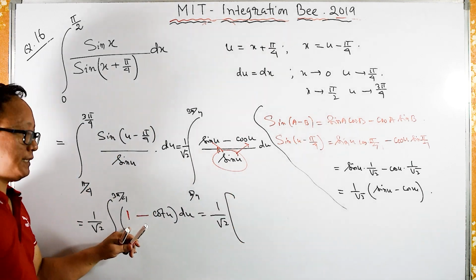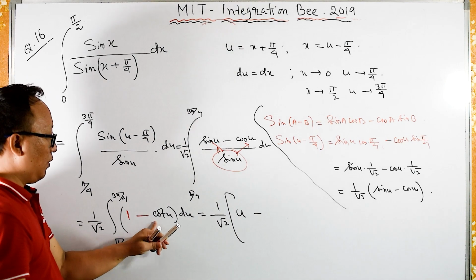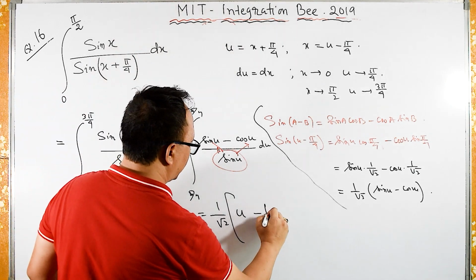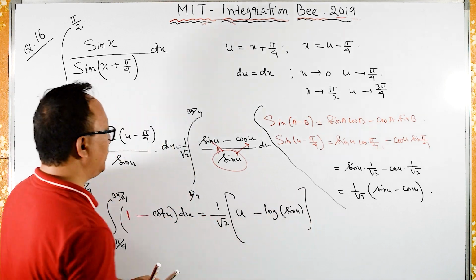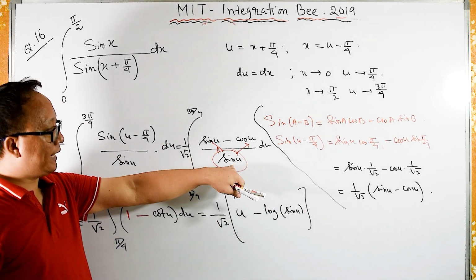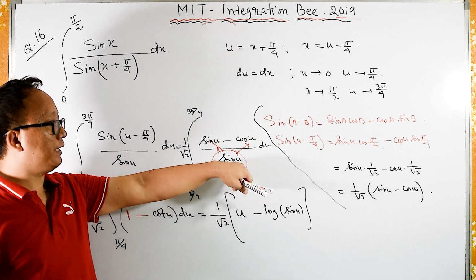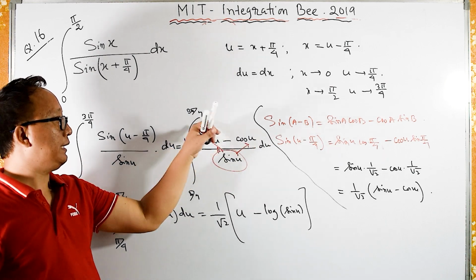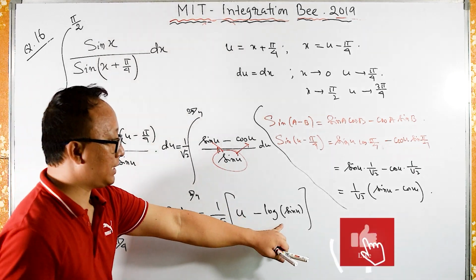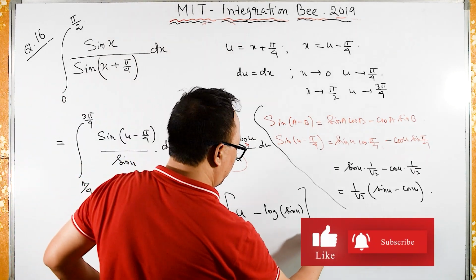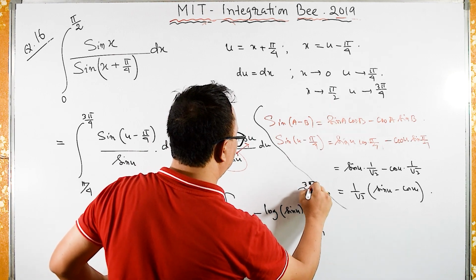Let's integrate this. The integral of 1 is only u. Now what is the integral of cot of u? Log of sine of u. Otherwise you can consider that the differentiation of sine becomes cos. If the numerator is the differentiation of the denominator, then the integration is log of the denominator. Means we have log of sine u, and then the limit is pi by 4 to 3 pi by 4.